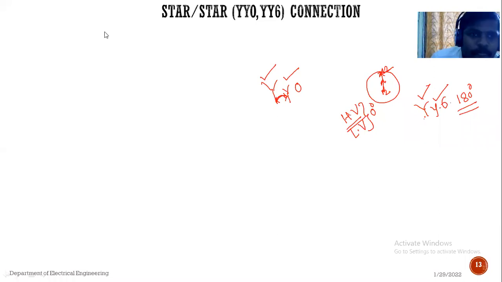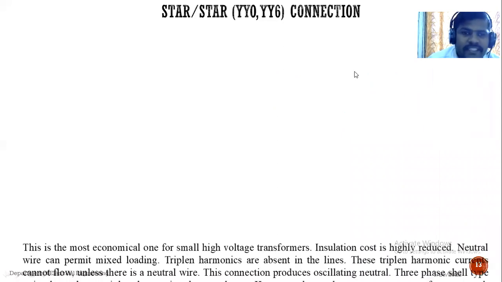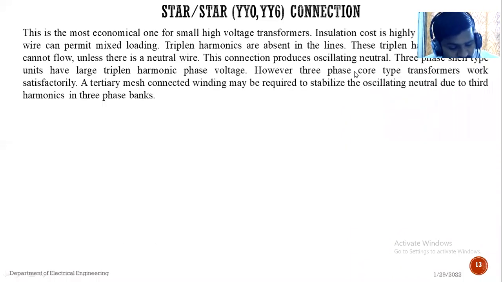See, in the case of star star connection, the primary of the transformer is connected in star, and the secondary of the transformer is also connected in star. This is the most economical transformer connection, for small size, high voltage transformers. If I require a high voltage, then I go through this type of connection.